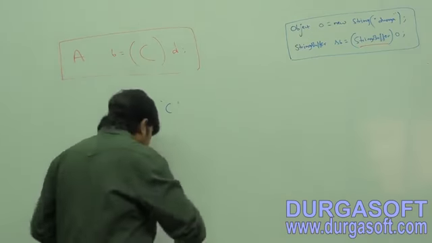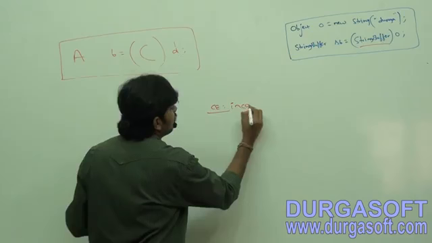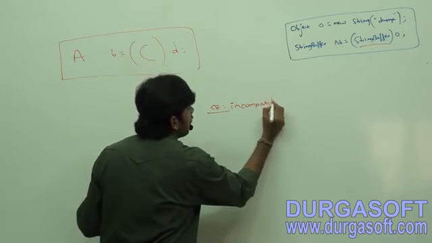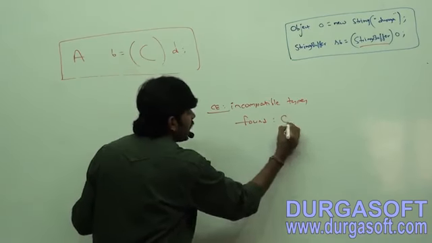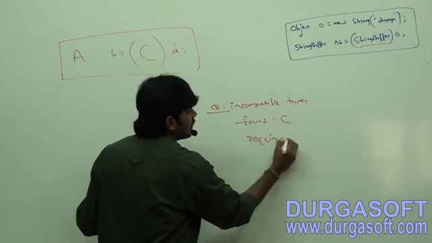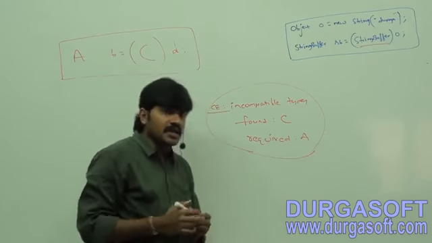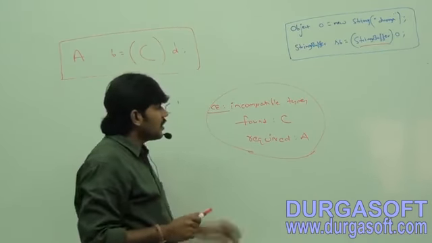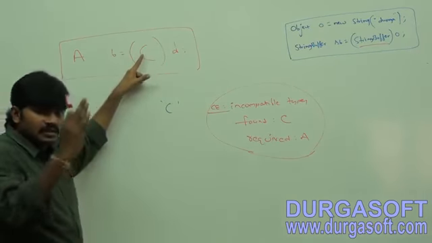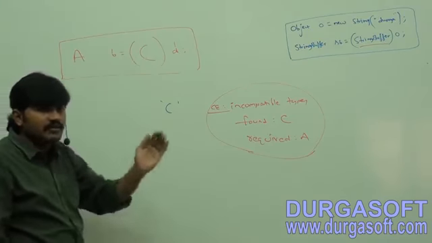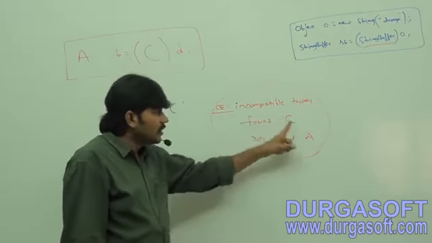Otherwise, immediately we are going to get a compile time error saying incompatible types, found C type, required A type. Are you able to understand that? So the problem with the assignment is that C should be either the same as A or a derived type of A. Otherwise we will get a compile time error saying incompatible types, found C, required A.